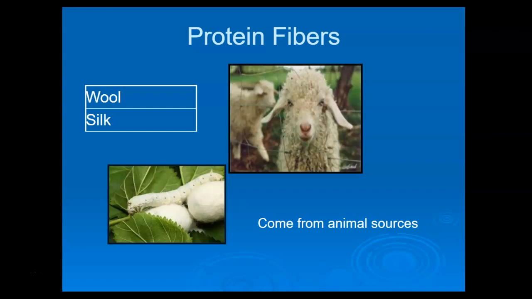So we have protein fibers, your wool and silk. Just think about protein. Animals have blood in them, and I guess this is why they call them protein fibers. Protein fibers basically just come from animal sources. So your natural cellulosic fibers are coming from plants, so think about what comes from a plant, and then your protein fibers are coming from animal resources, such as wool from sheep and silk from the silkworm.